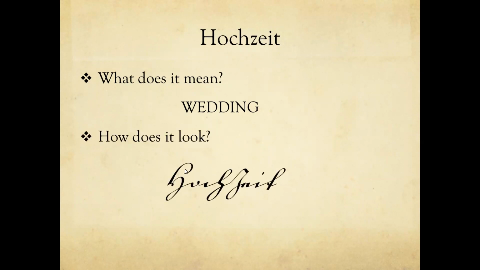That's a long one. So we have our capital H, O, C with our H above and below the line. Our crazy Z, our E like an N, our I with our dot, and then a cross T, Hochzeit.